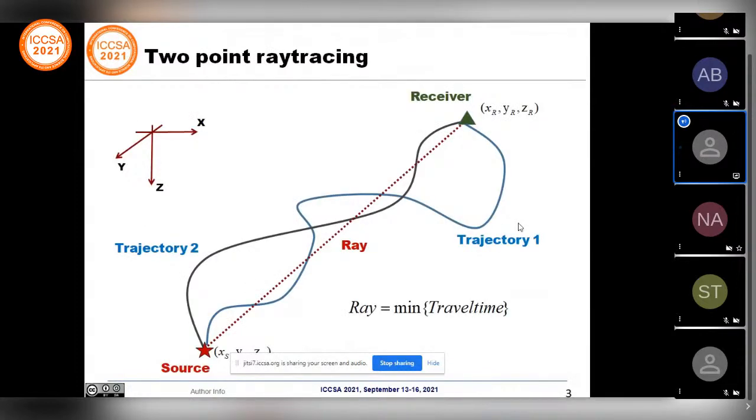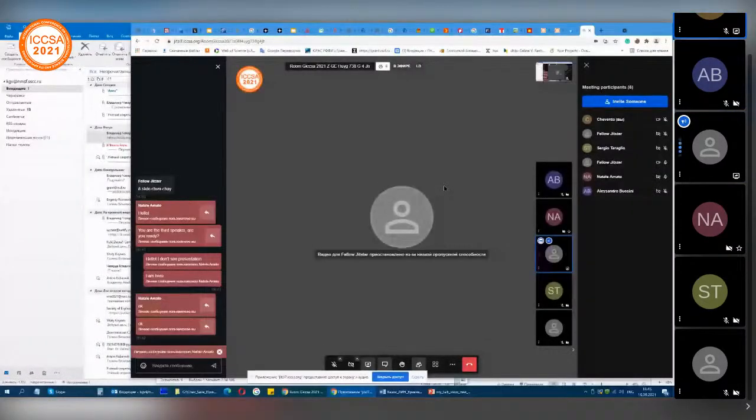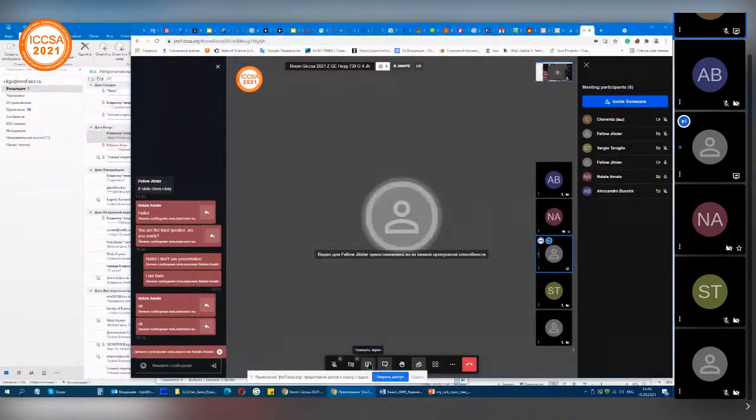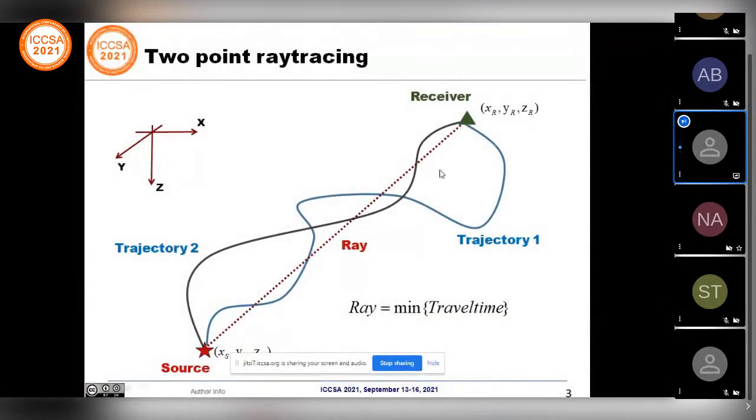So let the initial and final points of the ray be given. We need to construct the ray between source and receiver. By definition, a ray is a trajectory that provides minimum travel time of some signal between source and receiver. It is the so-called Fermat principle.